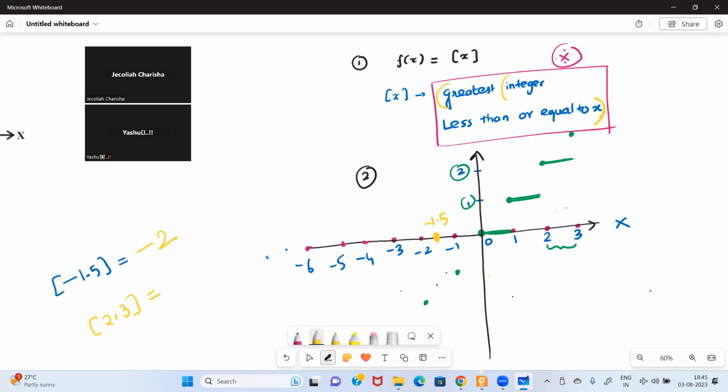One more question for you. 2.3. What is the answer? Minus 3, sir. Now, I did not ask minus 2.3. What did I ask? Oh, 0.3. 2, sir. Very good. Suppose now I ask what you said, minus 2.3. It's minus 3, sir. Excellent, Jacolia. That's all. Are you all clear, students? Yes, sir.